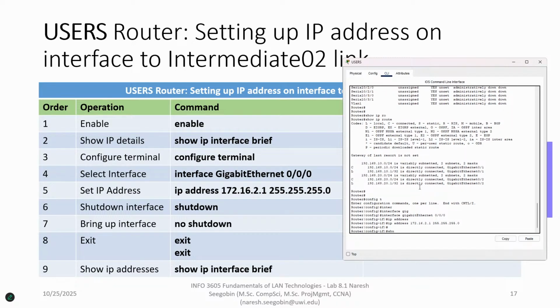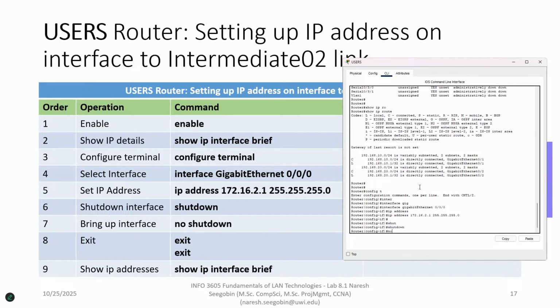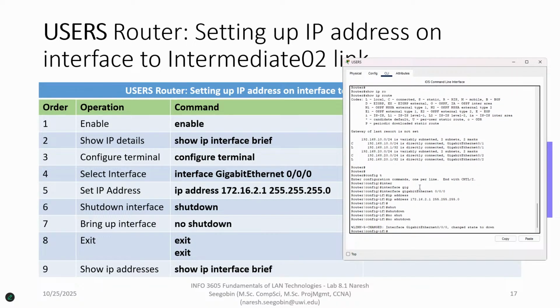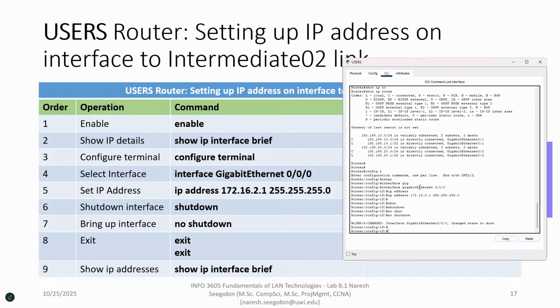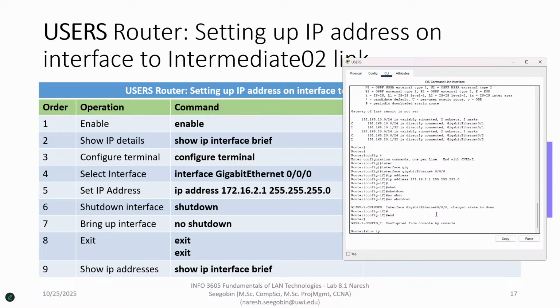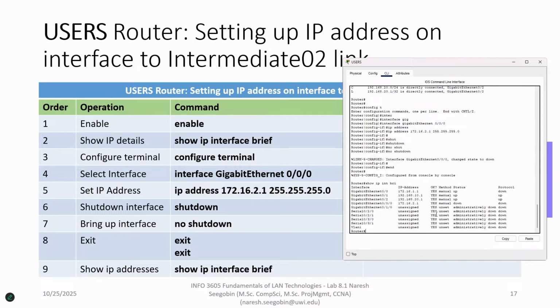Right, we do a shut, no shut. This is more to see. And look what happened there. It still changed to down. So let's do an end and show IP interface brief. Right, and look at this. This is even weird. The physical layer is down too. So this one is up, your line is up, but the protocol is down. Now this one is saying the line is down and the protocol is down.